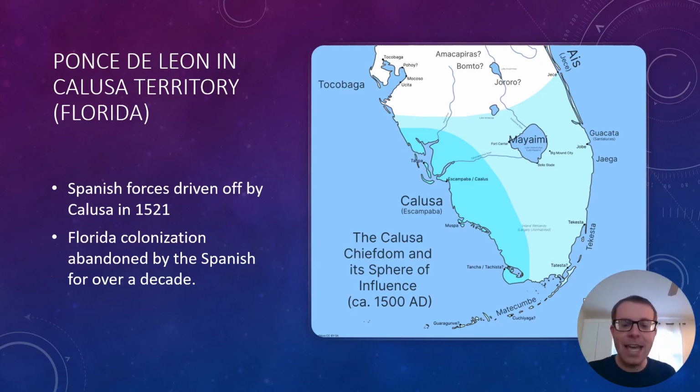So, again, this is another piece of historical evidence that perhaps Hernan Cortez and his followers were actually quite lucky in their conquering of the Aztec Empire, because Ponce de Leon's failure is actually much more common for the Spanish and for Europeans at this time.